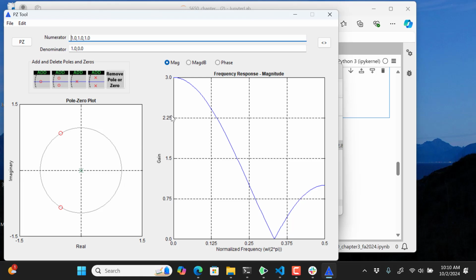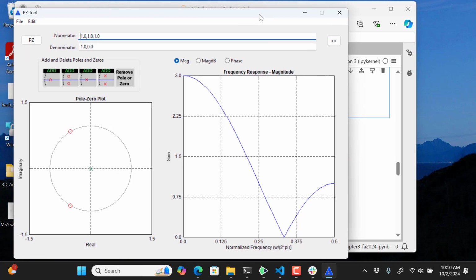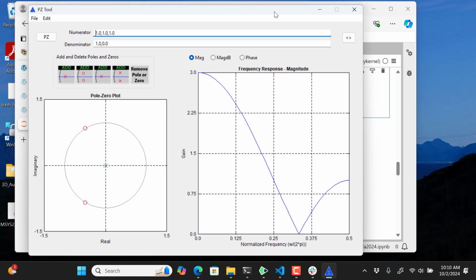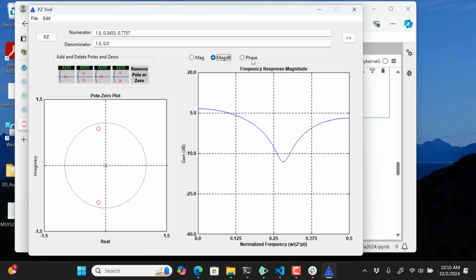This was something that I wrote a long time ago in a language called Xojo, and I can't have this on the website right now because it takes up too much space to deliver the library that goes with it, but I can certainly get it to you in Slack. This allows me to drag things around, so I can move a pole and zero around, and here I can plot magnitude and phase if I want to.